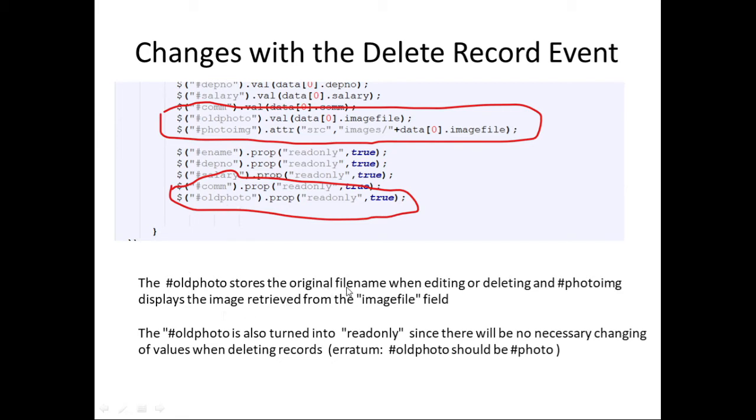So the old photo stores the original file name. When editing or deleting, photo img displays the image. I have said this a while ago. And the old photo is also turned into read only, since there is no need to change values when deleting a record. But this should not be old photo, that's why I placed here random. Old photo should be the photo. That is my control to select images. We're not going to select an image because we're actually deleting.